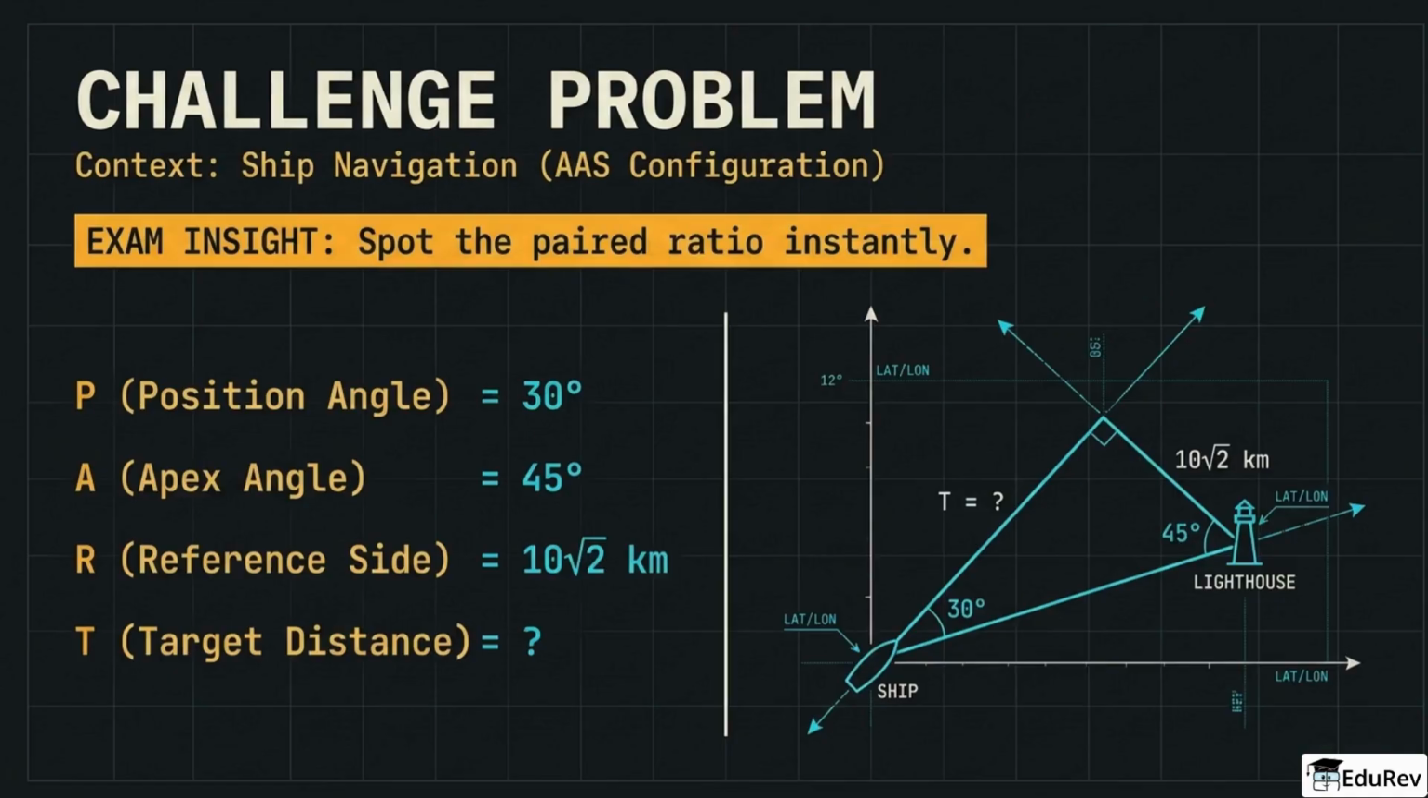This challenge problem is a classic triangle setup in disguise. A ship navigation style context is really asking you to track a triangle through angles and a known side, and then use the sine rule to extract the target distance. The key is to ignore the story noise and focus on the paired ratio. Once the angle-side relationship is spotted correctly, the problem becomes much simpler than it first appears.